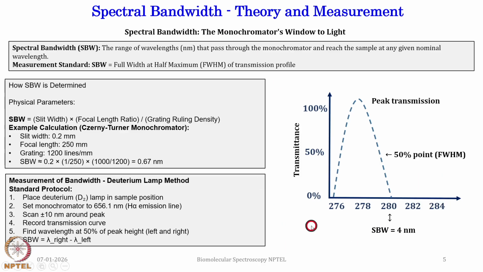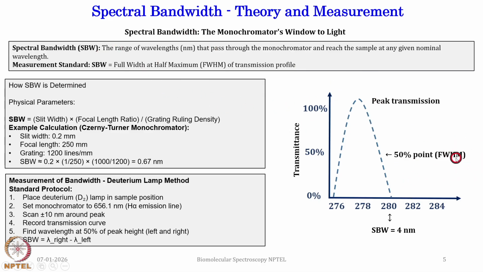So, essentially calibration means you are calibrating very accurately what the lambda max should be, what the spectral bandwidth should be, and all those. So, how do you determine that spectral bandwidth? It is the range of wavelengths that passes through the monochromator and reaches the sample at any given nominal wavelength. That is what spectral bandwidth means. And then, how do you measure it?